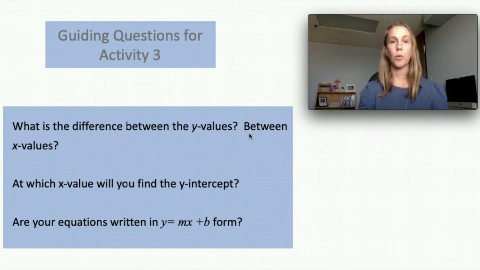For activity 3, you're going to be practicing this on a couple of problems, just what we went over. So for both of the problems, think about what the difference is between the y values and the x values. That will help you determine your slope. To find your y-intercept, look on the table for where your x value is 0, and make sure that your equations are written in y equals mx plus b form, where m is the slope and b is the y-intercept.